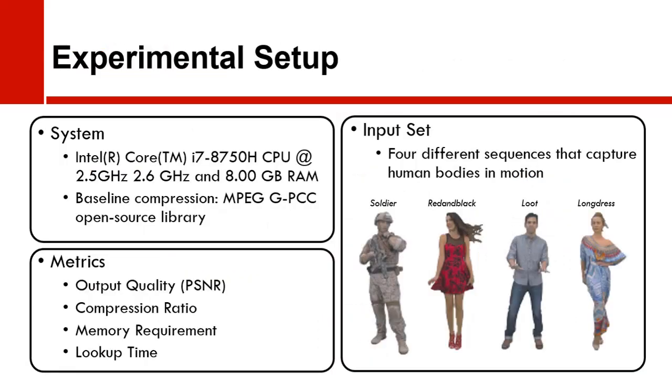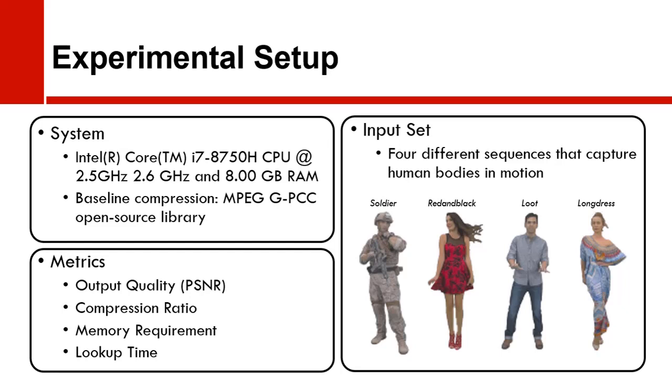We evaluate the performance of the proposed compression scheme using G-arrays and point clustering. We use 4 different sequences that capture human bodies in motion, such as soldier, long dress, loot, and red and black. We study the benefits of temporal prediction in the compression of geometry in 3D point cloud sequences. In our proposed approach, the frames of the sequences are coded sequentially. Each frame is coded in a way that its previous frame is considered as a reference frame.